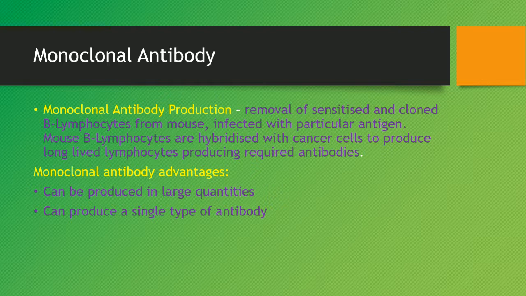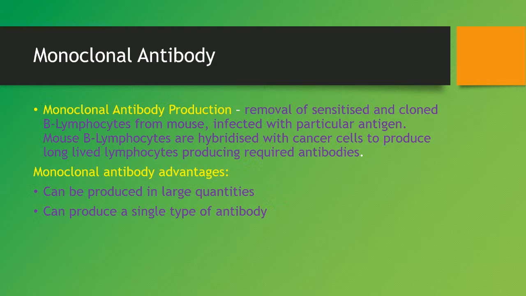So, monoclonal antibody. We touched on this in the antibiotics video, but now we're just going to clear this up and say what exactly monoclonal antibody production is. Well, it's the removal of sensitized and cloned B lymphocytes from the mouse. Mouse is just an example animal that has been infected with a particular antigen. Now, the mouse B lymphocytes will be hybridized with cancer cells to produce long-lived lymphocytes producing the required antibodies.